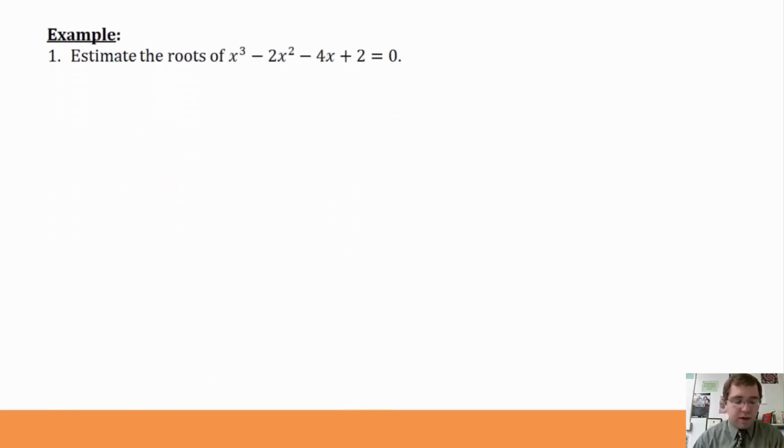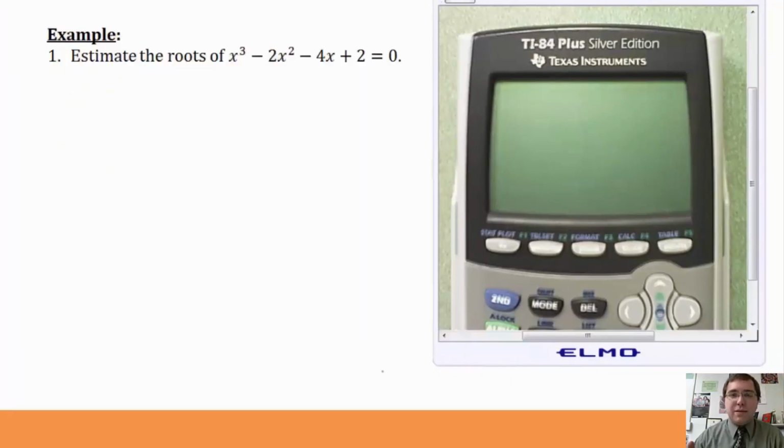For example, estimate the roots of x cubed minus 2x squared minus 4x plus 2 equals 0. I'll give you a few seconds to grab your graphing calculator and get it out, and you can do it with me. Oh wow, that was fast. It's almost as if you have the ability to pause time or something. Okay, here we go. Here's my graphing calculator. You've got yours. You can do it as I do it.